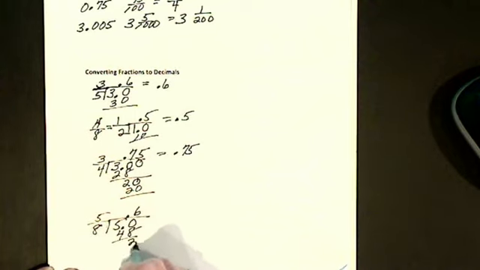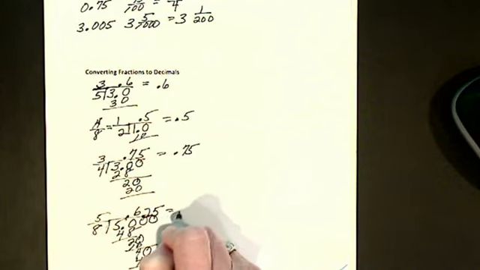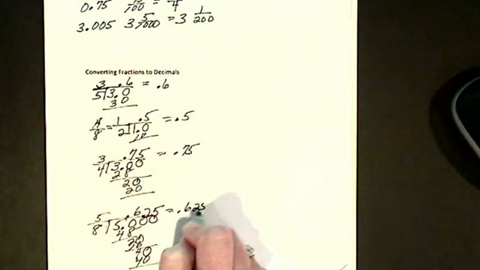Subtract. I'm not done. Add a 0. Bring it down. I get a 2. 2 8s are 16. Subtract. Still have a remainder. Add a 0. 8 into 40 is 5. 5 8s are 40. So my answer is 0.625.